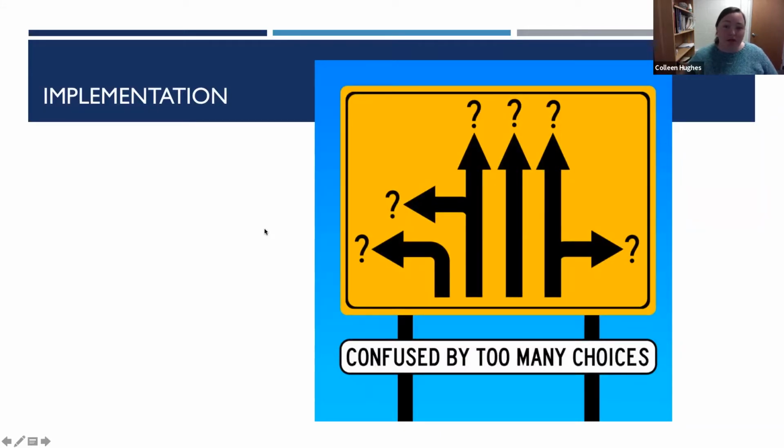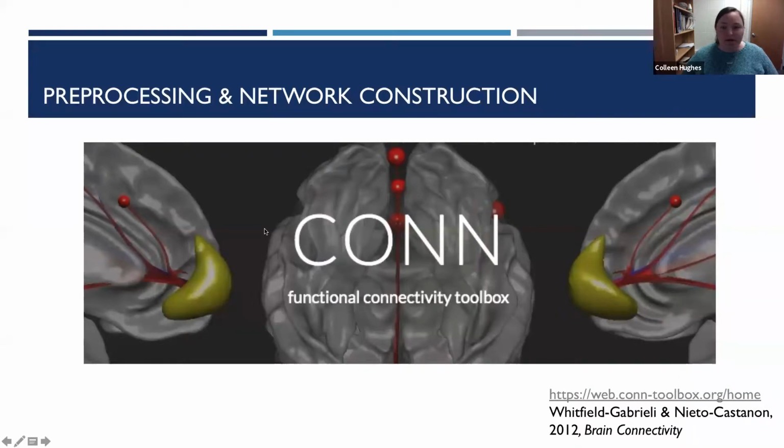So what I'm showing you here is just a snippet of what we've landed on, what works for us and answers our questions in the best way, in our opinion. But there are a lot of different ways of implementing these analyses. So for preprocessing and network construction, we like to use the functional connectivity toolbox, and the website and associated citation are listed down here. I'm happy to send these slides after the talk if it's useful for folks.